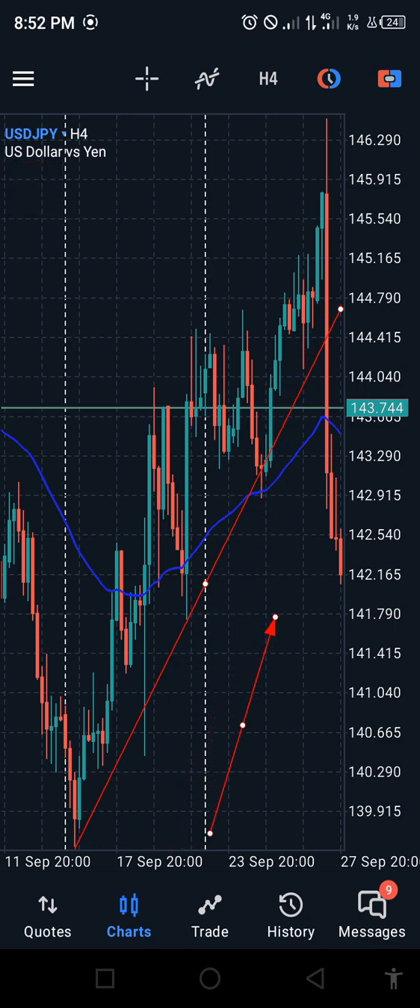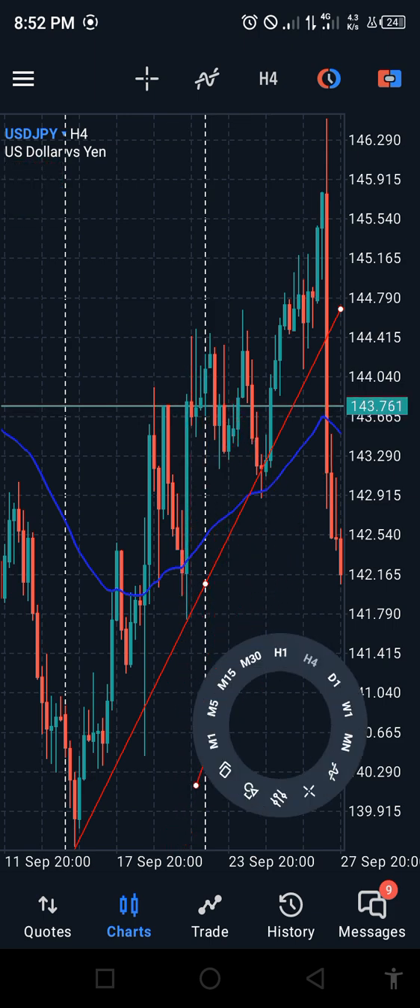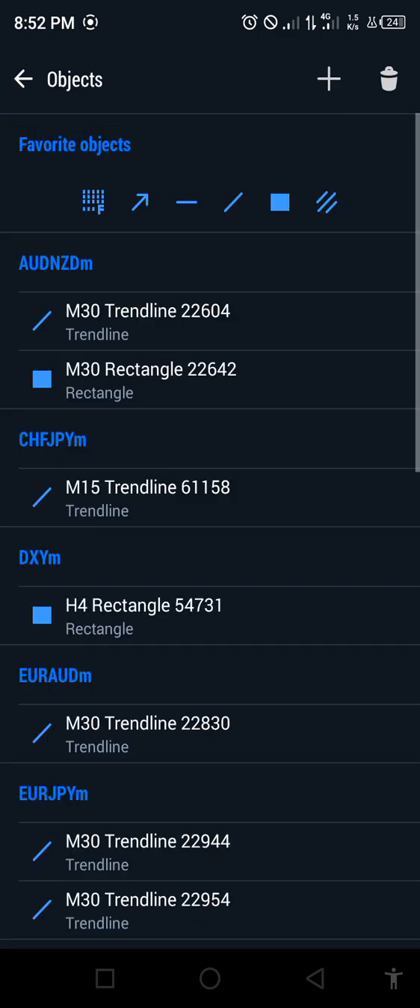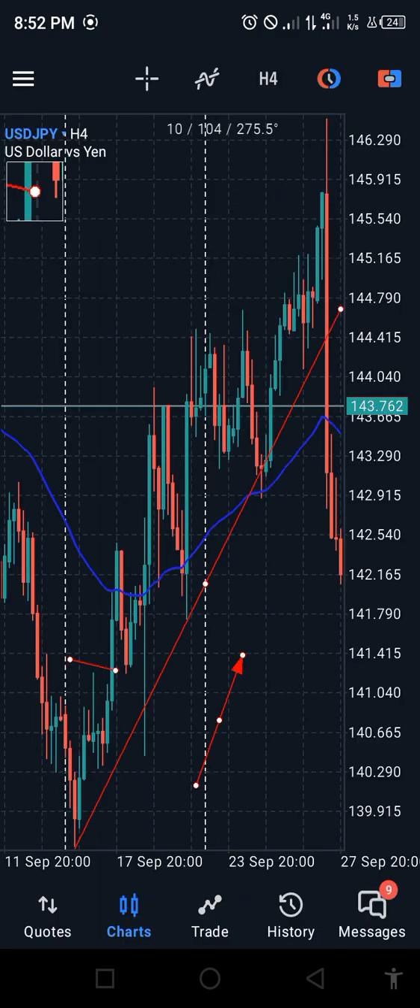Now what can we deduce from here? First of all, where are the highs? This is a high, higher high, lower high, higher high, lower high, and so on and so forth. So that is what we can see from here. So let us try to see that. This is the high here.